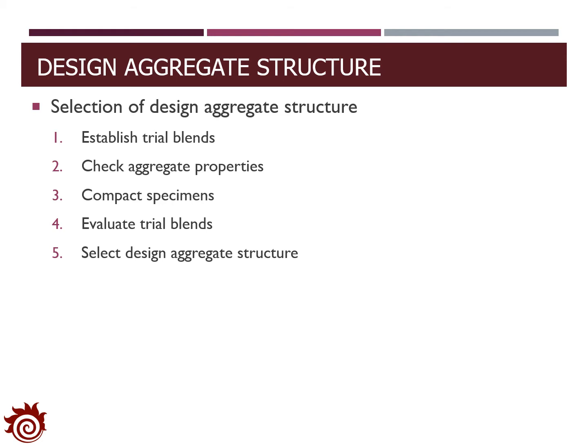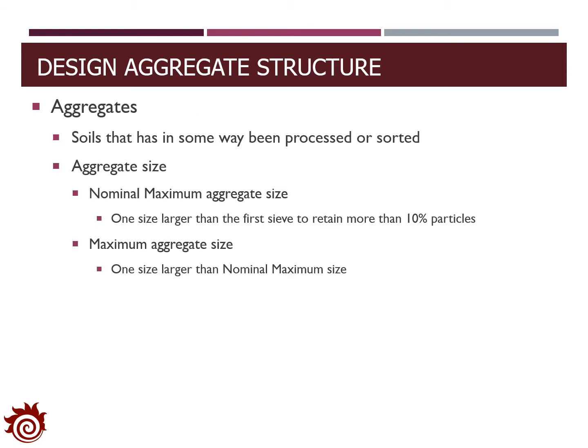mix design. In the step of designing the aggregate structure, the most important content we have to consider is aggregates, which is usually referred to as soils that have been processed or sorted in some way. For the analysis of the soil, the most important part we want to understand is the aggregate size. There are two variables applied for the definition of aggregate size. The first one is the nominal maximum aggregate size. To identify the nominal maximum aggregate size, we have to apply the sieve analysis.